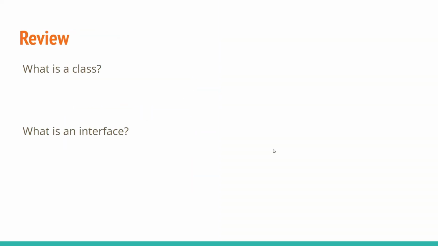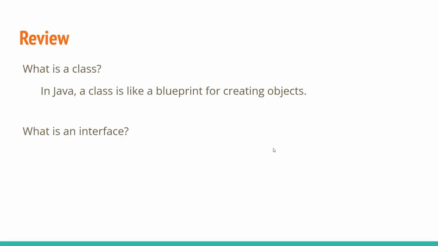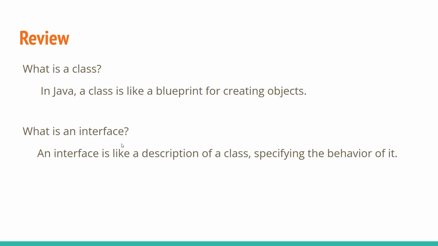So today we're going to be covering projectiles. As a quick review, a class is a blueprint for creating objects, and an interface is a description of classes that implement it, which basically specifies what behaviors and methods it'll have.